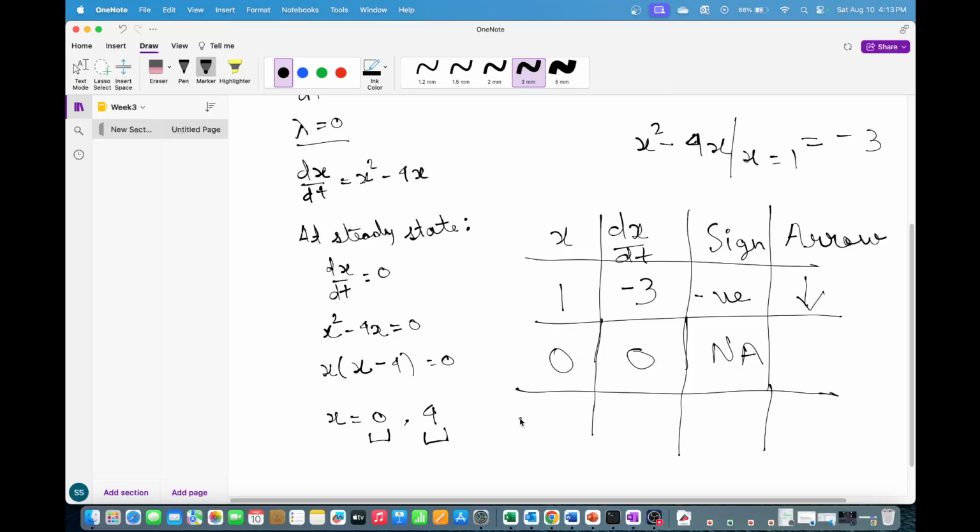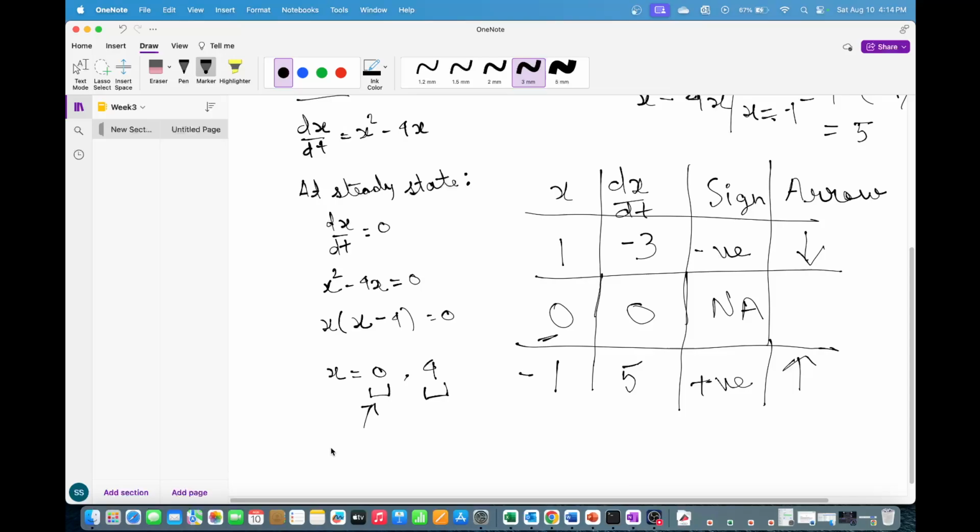Now let's take a slightly lower value than 0. Let's take minus 1. If you put x equal to minus 1 here, this becomes 1 minus of minus 4, which is 5. So x squared minus 4x is 5. This is a positive sign here, and it is converging here, as you can see. So x equal to 0 is a stable steady state.